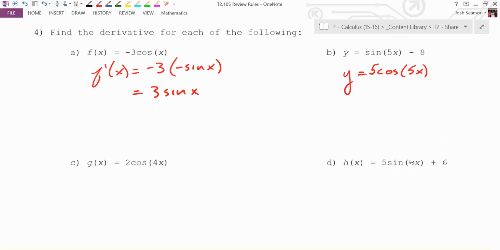Negative 8 sine 4x. G prime of x is negative 8 sine of 4x. Why did it become 8? Because it multiplies by 2. So the 4 gets kicked out because of the chain rule. The 2 is already there.